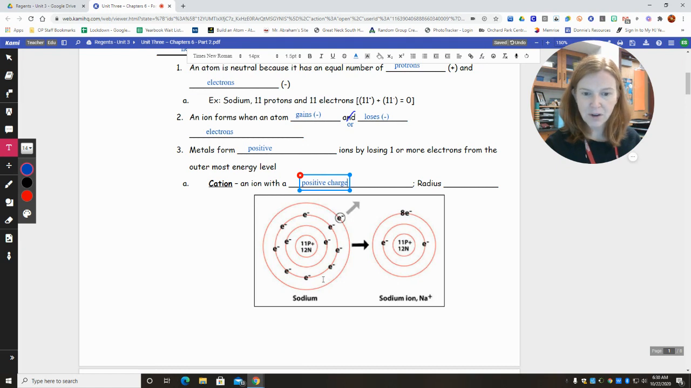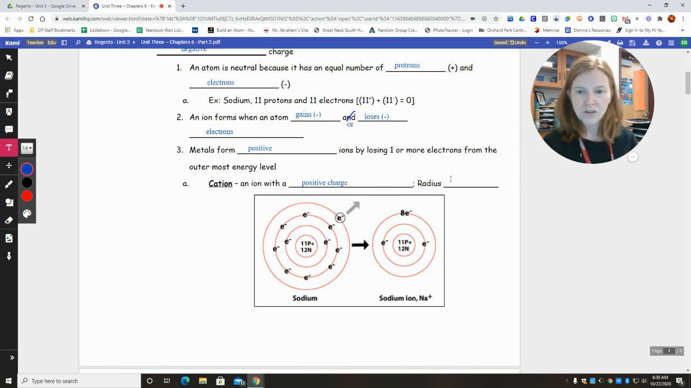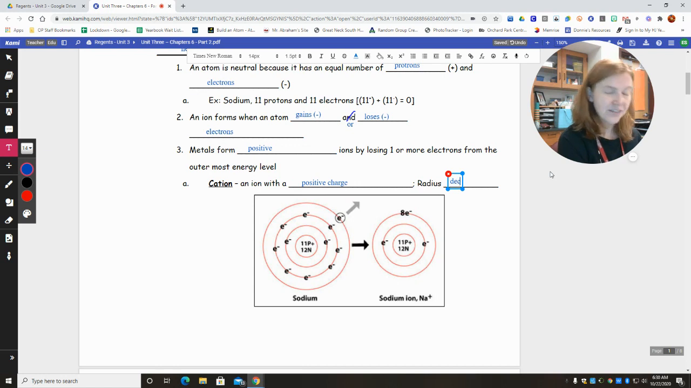So, and here's an example of it. We have regular old sodium, which is 2-8-1. When it becomes sodium ion, Na+, it loses an electron from the outermost energy level and is now just 2-8. Okay? The radius decreases. You are losing electrons. It literally gets smaller. Okay?